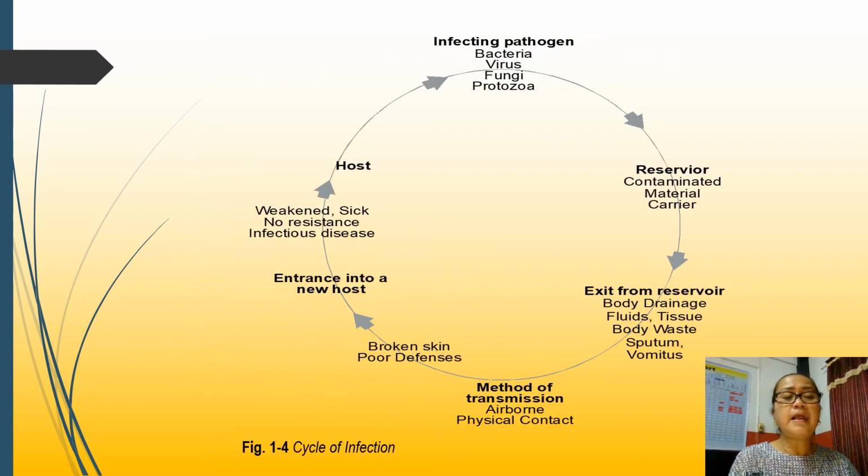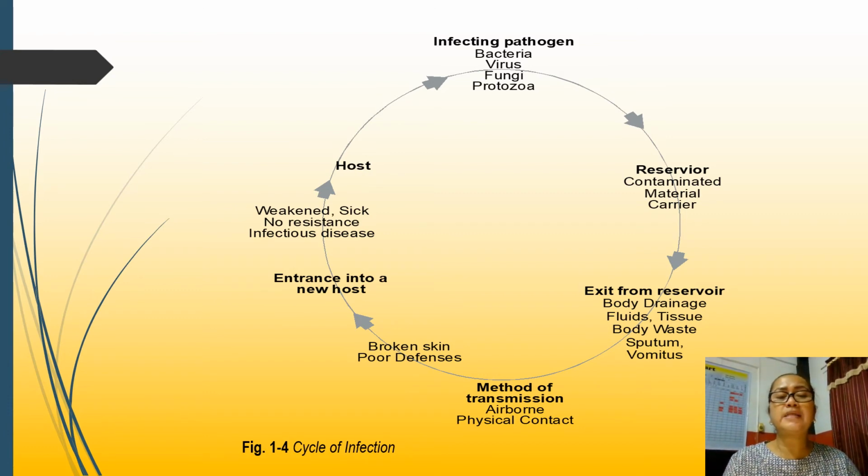Okay. Next we have a chart here. The important thing is you may interchange, but as long as the pattern is the same, it's the same. As long as the pattern is the same, no problem. So, we have the infecting microbial pathogen: bacteria, virus, fungi, protozoa. And then where they live is the reservoir, that is your contaminated material or your carrier. And then the exit, where they come out.